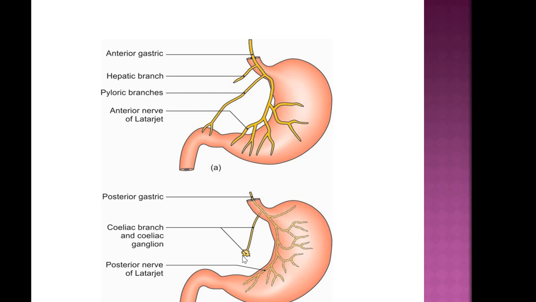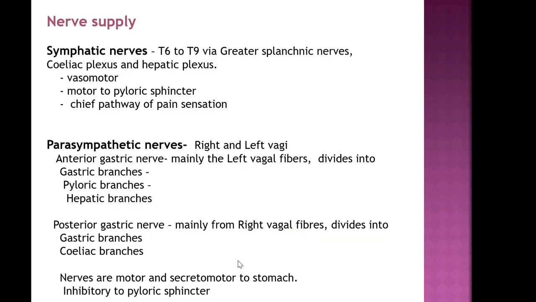These are the gastric and celiac branches. There are many gastric branches which supply the stomach along its posterior aspect, and the celiac branch gives branches to the celiac trunk. This parasympathetic supply, these nerves, are motor and secretomotor to the stomach, and inhibitory to the pyloric sphincter.